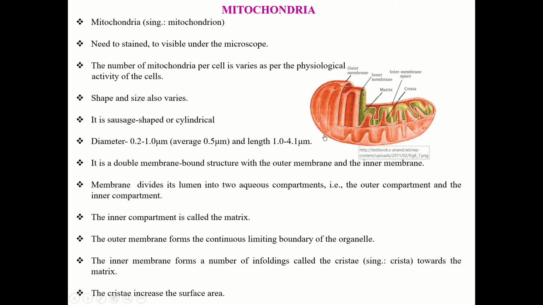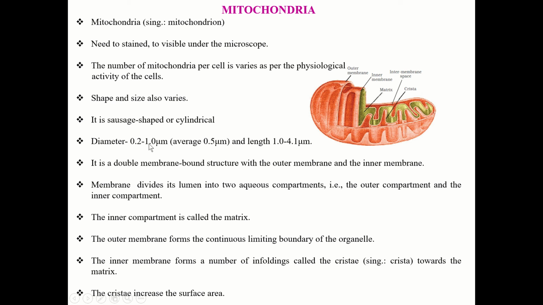The number of mitochondria per cell varies as per the physiological activity of the cell. Some cells may have 4 or 5, some may have 8. So the number of mitochondria varies as per the cell requirement. Shape and size also vary. It is sausage-shaped or cylindrical.